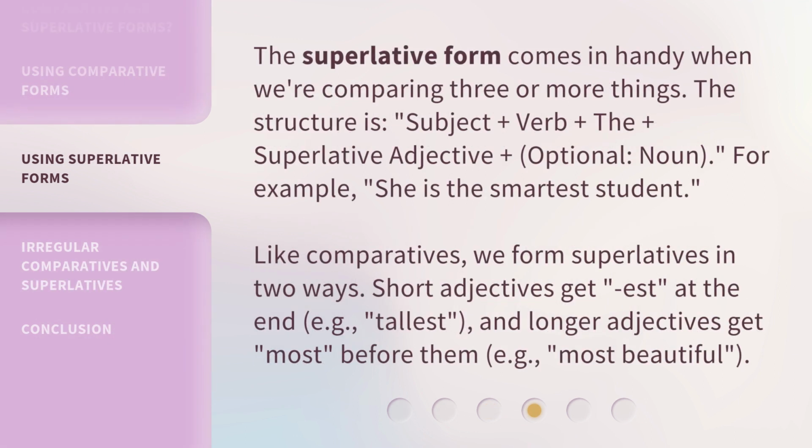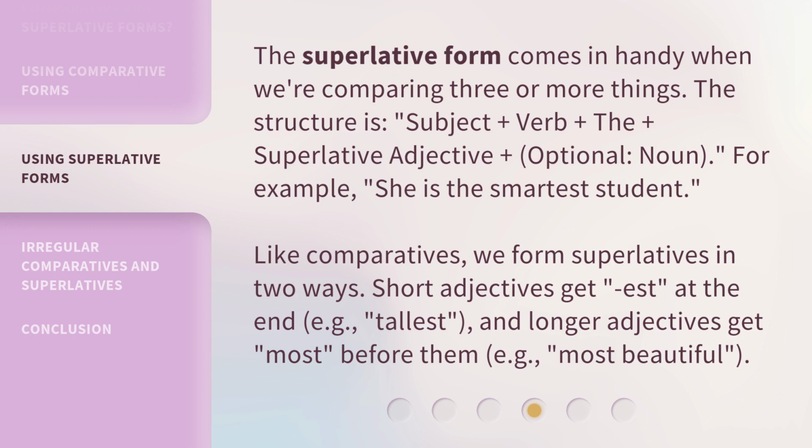The superlative form comes in handy when we're comparing three or more things. The structure is subject plus verb plus "the" plus superlative adjective plus optional noun. For example, she is the smartest student.